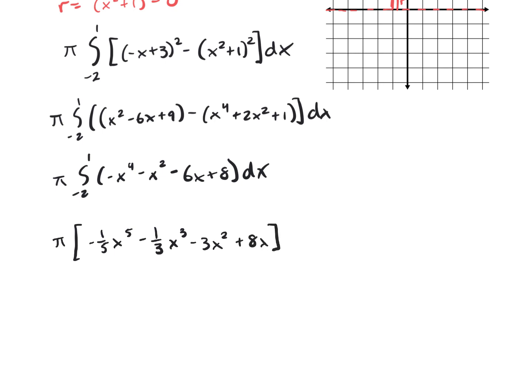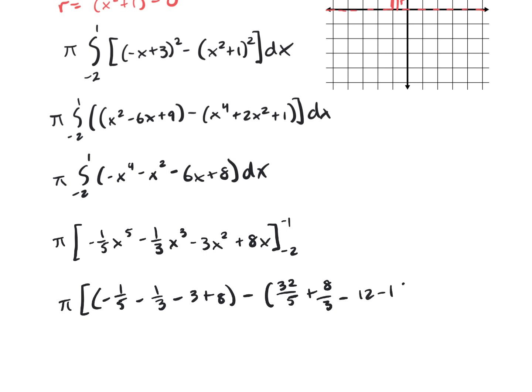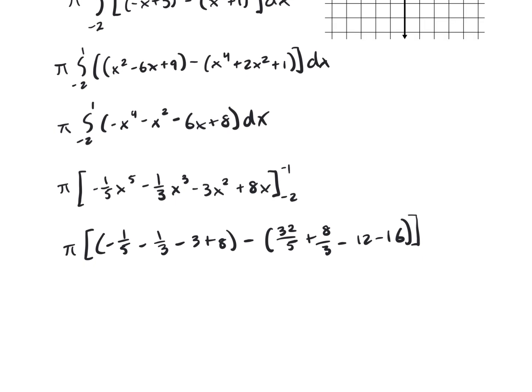Okay, almost done. We'll plug in our upper boundary first. So negative 1/5 minus 1/3 minus 3 plus 8. And then we'll plug in our lower boundary. So we get 32/5 plus 8/3 minus 12 minus 16. Then do a little math with your fractions, and we end up with 117 pi over 5.